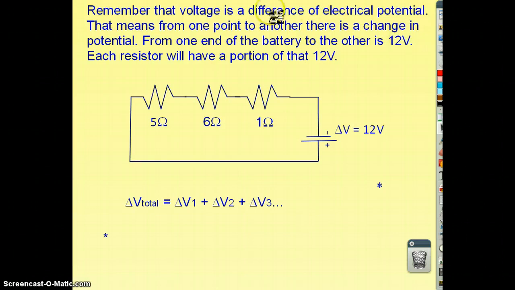Now let's talk about voltage. Remember that voltage is a difference in electrical potential. That means from one point to another, there's a change in potential. From one end of the battery to the other is 12 volts. Each resistor will have a portion of that 12 volts.